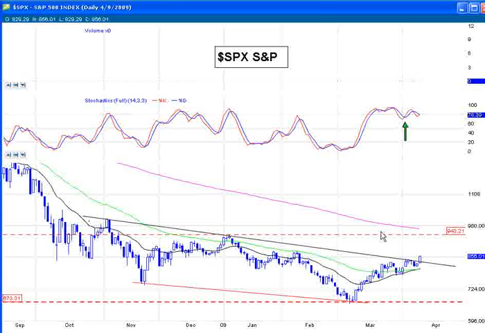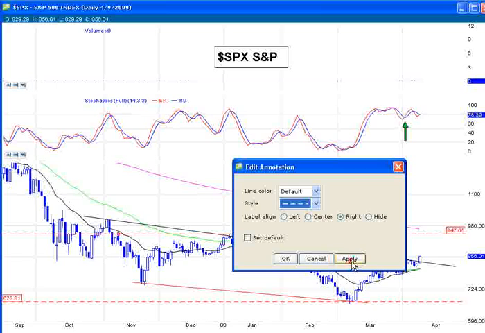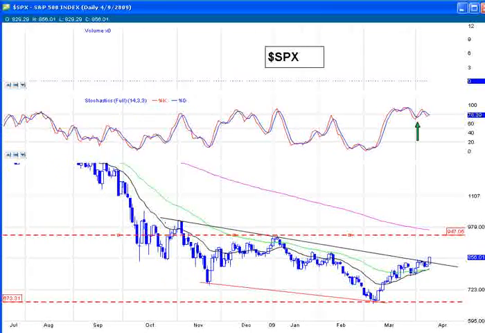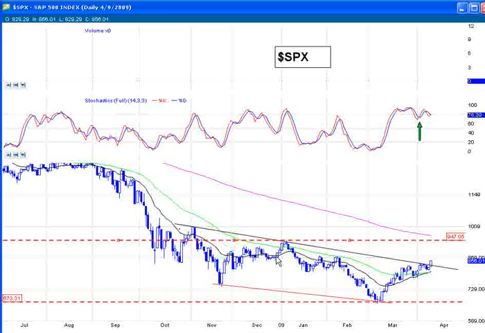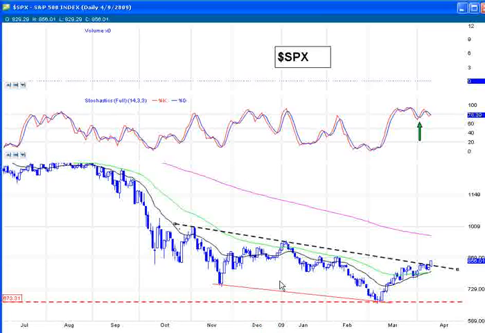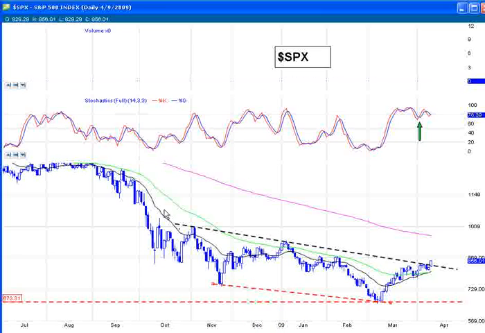Because there's actually a nice little channel trade here, and let's make it a little darker so you can see it. And we're going to zoom out here. Oh, actually, I got the wrong one there. Excuse me. Here we go. This line right here, make that a little darker. And then this line right here, a little darker. And you can see this pattern starting to form.